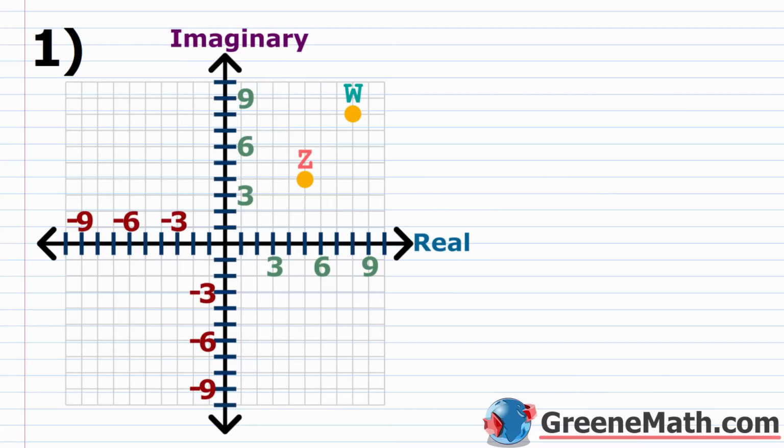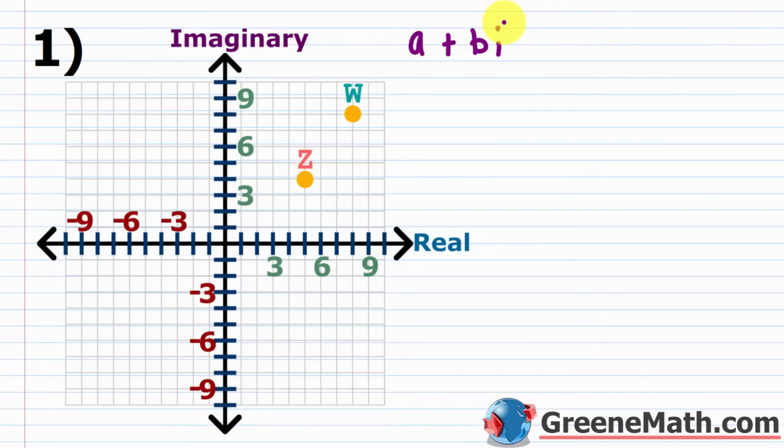So for problem 1, you see that we're given a complex plane. The horizontal axis is labeled as the real axis, and the vertical axis is labeled as the imaginary axis. Remember that a complex number is of the form a, which is the real part, plus b, which is the imaginary part, times i, the imaginary unit.